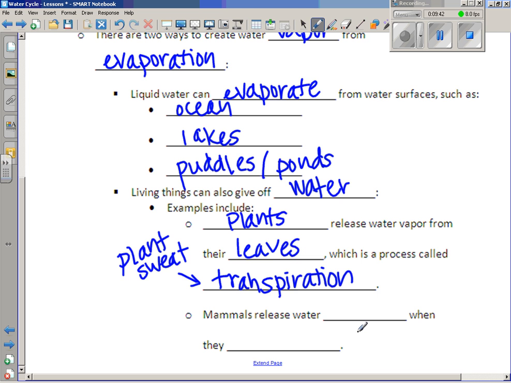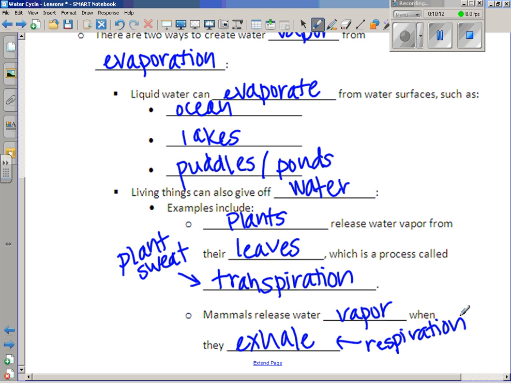Also, mammals like us release water vapor when they exhale. And that process of breathing in and out has a fancy word you probably should know. It's called respiration. So transpiration is plant sweat, and respiration is when mammals breathe in and out.